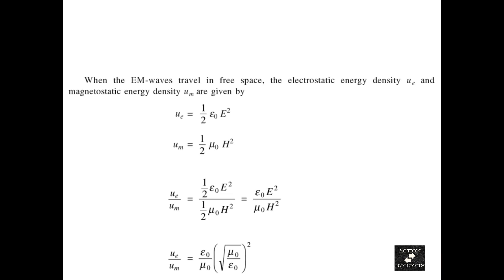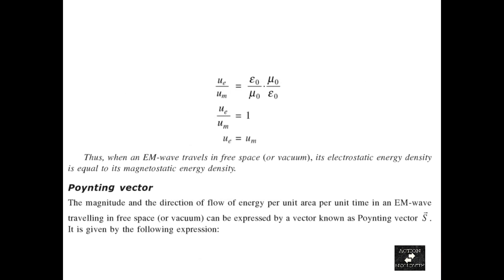Now we have to look at the Poynting vector too, because that tells us the direction of flow. So here you go. Those are the steps which I worked out earlier, displayed here on your screen right now, that UE is equal to UM. And here's a conclusion which says that thus, when an EM wave travels in free space or vacuum, its electrostatic energy density is equal to its magnetostatic energy density.